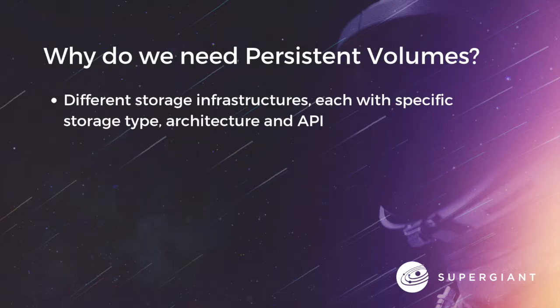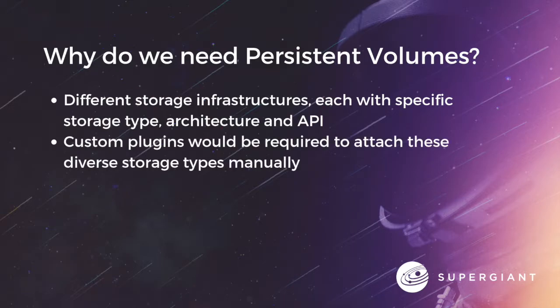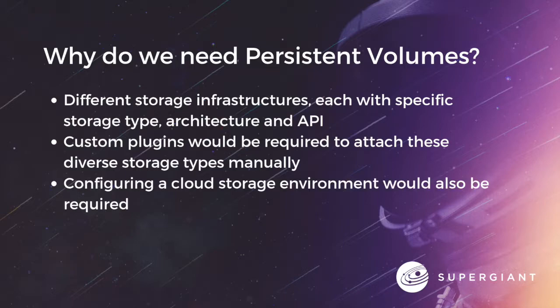So why do we need to use a persistent volume resource in Kubernetes? Well, on the one hand, we have different storage infrastructures such as Amazon EBS, GCE persistent disk, or Gluster FS, all of which have their own specific storage type, architecture, and API. If we were to attach these diverse storage types manually, we would have to develop custom plugins to interact with the external drive's API, such as mounting the disk, requesting capacity, managing the disk's lifecycle, etc. We would also need to configure a cloud storage environment, all of which would result in unnecessary overhead.